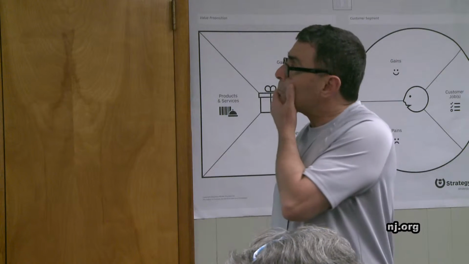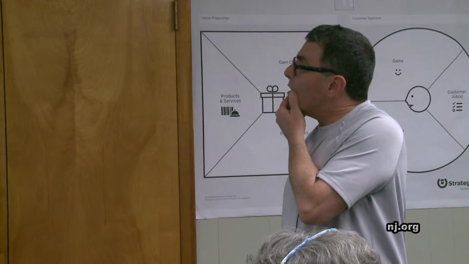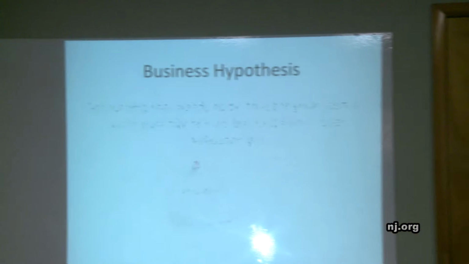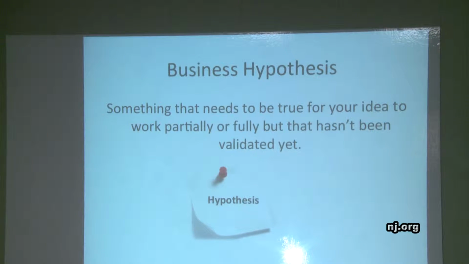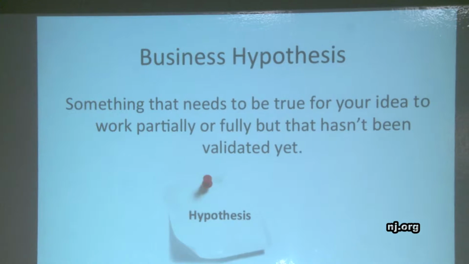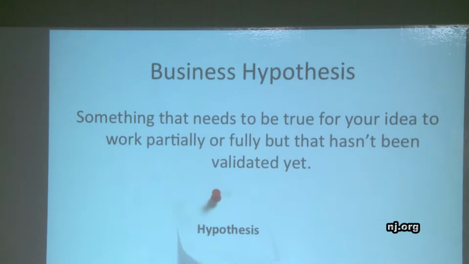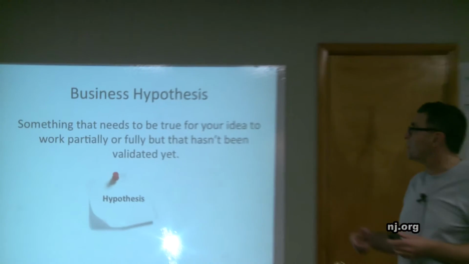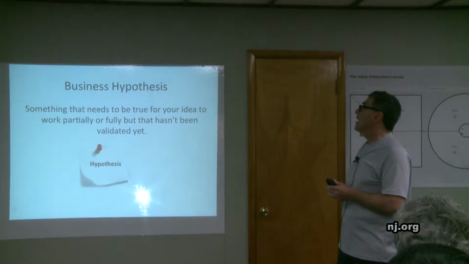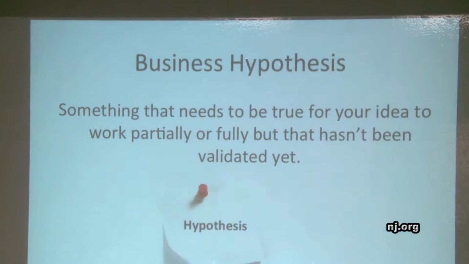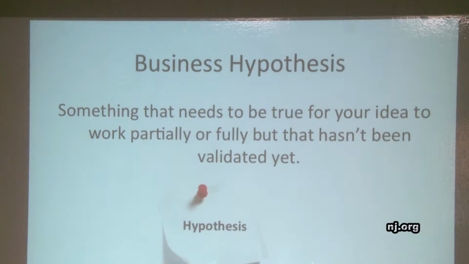So the business model canvas is a derivative of design thinking. It uses visuals in order to create the business model. And it'll make more sense as we work with it. But the business model canvas works off the premise of a hypothesis. And this is a simple definition that I got: something that needs to be true for your idea to work partially or fully, but hasn't been validated yet.